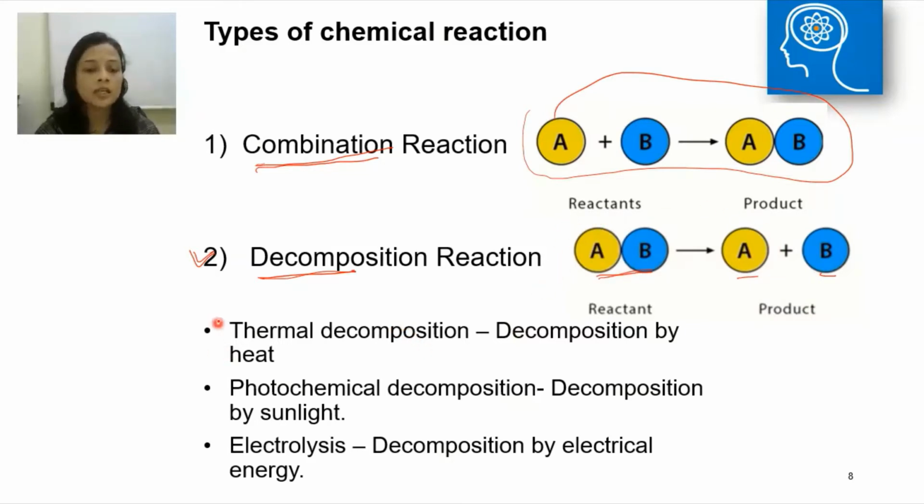Now, the decomposition reaction is further divided into three parts. That is thermal decomposition. The word thermal itself indicates decomposition by heat. Thermal means by heat. Secondly, photochemical decomposition. Photochemical itself indicates by sunlight. So photochemical decomposition is the decomposition by sunlight.